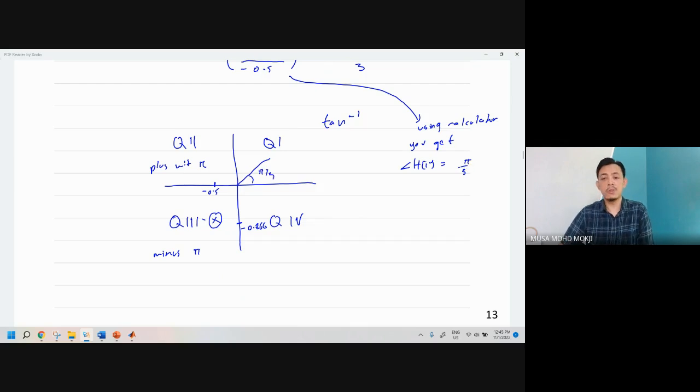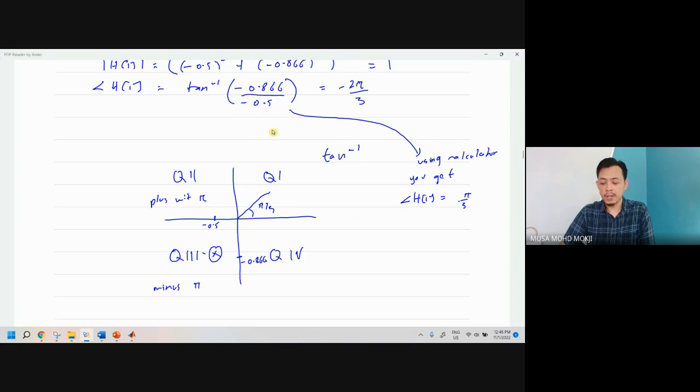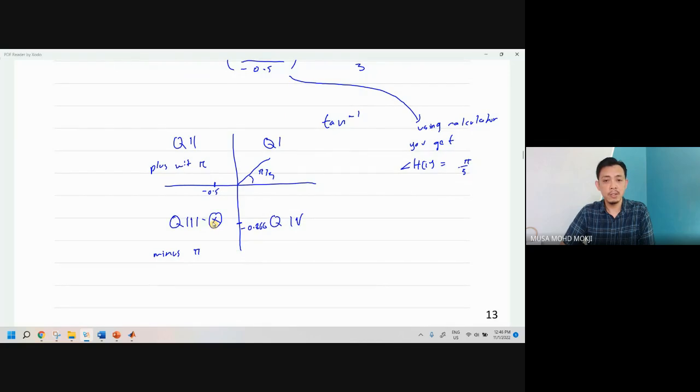Pi over 3 is in quadrant 1. So if you use your calculator to do a tangent inverse, you will get a result in quadrant 1 or quadrant 4 only. You will not get anything from quadrant 2 and quadrant 3. But because we know this is negative 0.866 and this is negative 0.5, the point is supposed to be in quadrant 3.